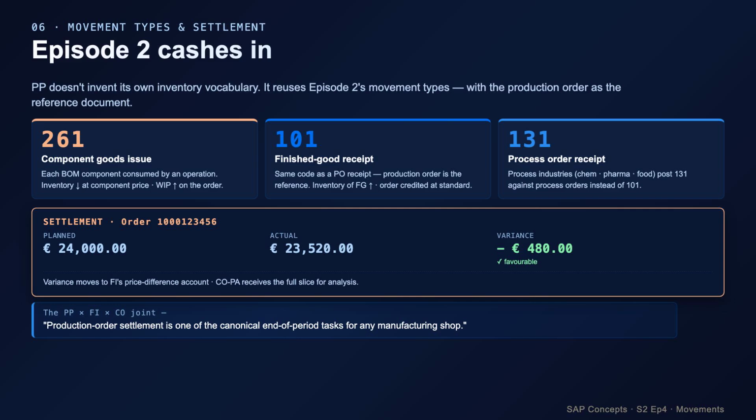Movement Type 101 is the finished goods receipt. Same code as a purchase order receipt, with the production order as the reference. For process industries like pharma, chemicals, and food, the receipt is 131 against a process order. And at order close, settlement. Variance moves to finance and controlling. Production order settlement is a canonical end-of-period task.